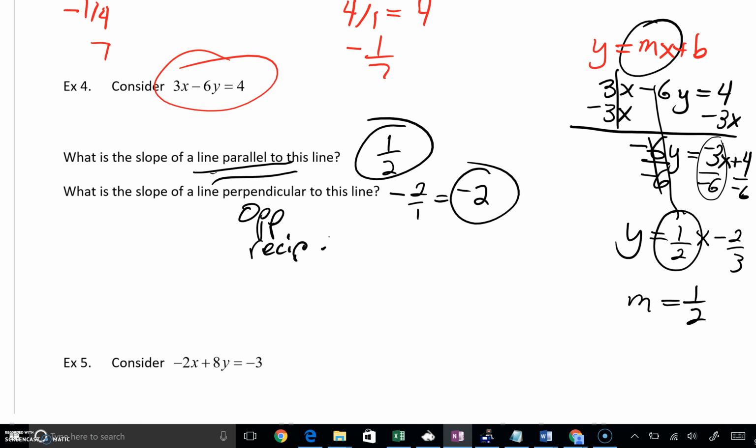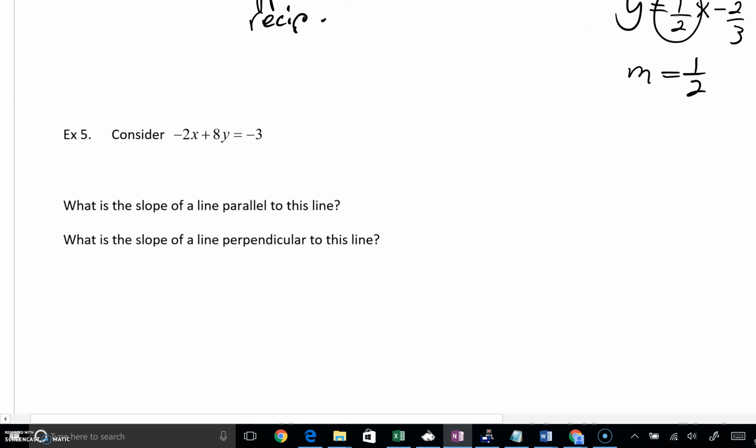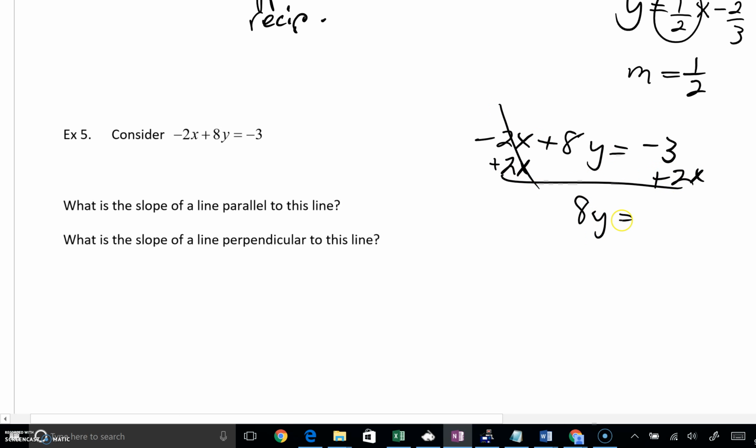All right, let's take a look at our last one. -2x plus 8y equals -3. Let's solve to get y alone. So we could get y equals mx plus b. If I have y equals mx plus b, I'll know what my slope is for this line. What should I do? Add a 2x, right? So I have 8y is equal to 2x minus a 3, then what? Divide everything by 8, right?